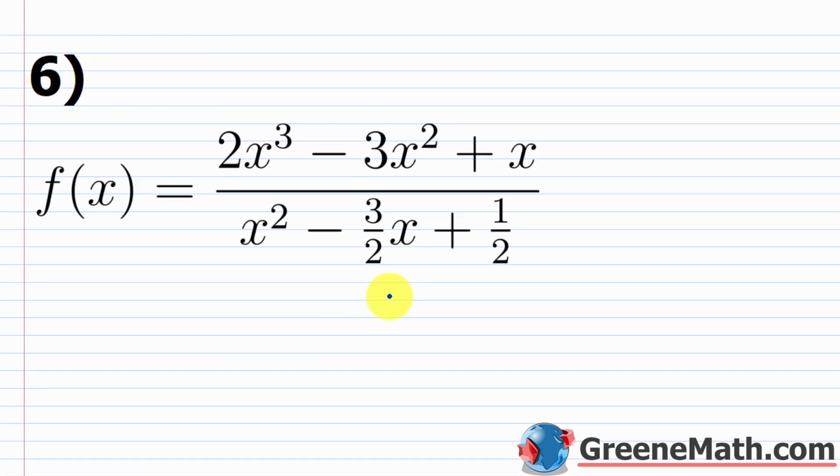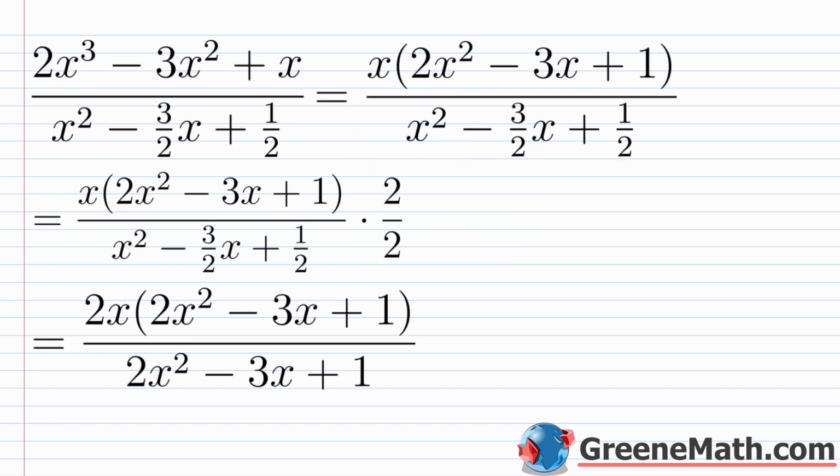All right, let's look at problem 6. So we have f of x is equal to (2x cubed minus 3x squared plus x) over (x squared minus 3 halves x plus 1 half). What we're going to do for this problem is just manipulate it to where we can see what we can cancel. But before we do that, let's first look at the numerator. We have x cubed, x squared, and then x. So let's pull out an x, and that's going to give us x times the quantity (2x squared minus 3x plus 1), over this x squared minus 3 halves x plus 1 half.